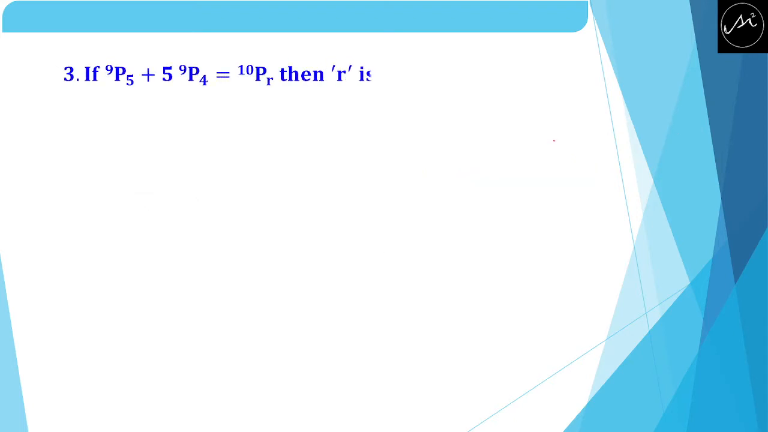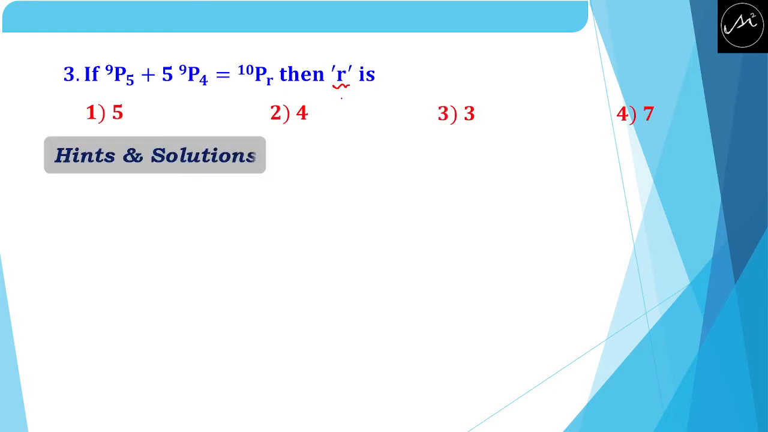So now quickly we can move on. If 9P5 plus 5 times 9P4 equals 10Pr, then what is r? For this you must know the standard formula of permutations, that is (n-1)Pr plus r times (n-1)P(r-1) equals nPr.